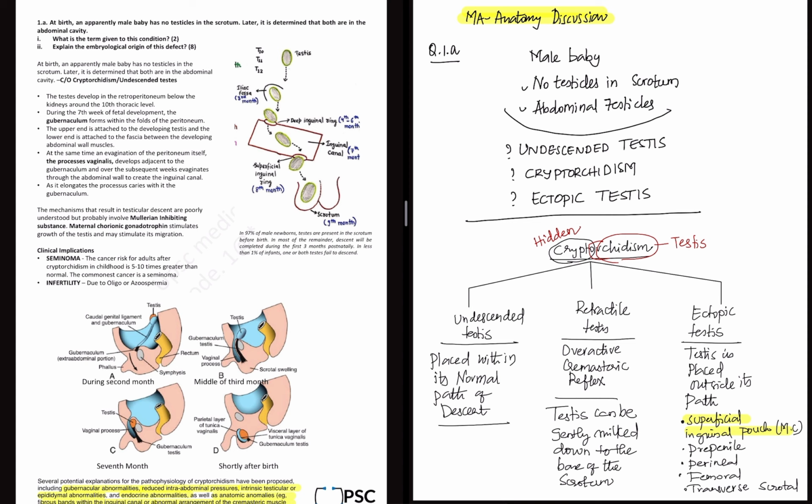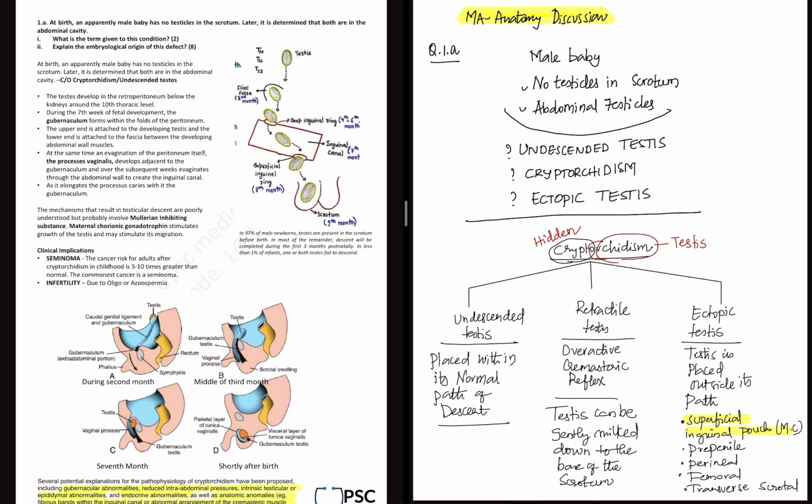So the question number 1A, it's a clinical question. At birth, an apparently male baby has no testicles in the scrotum. Later, it is determined that both are in the abdominal cavity. The question is for 2 marks: what is the term given to this condition and explain the embryological origin of this defect.